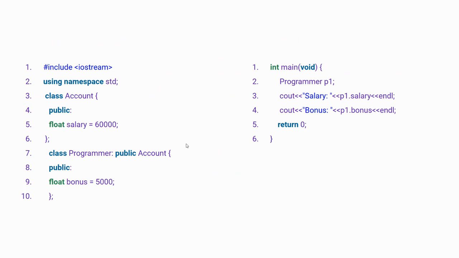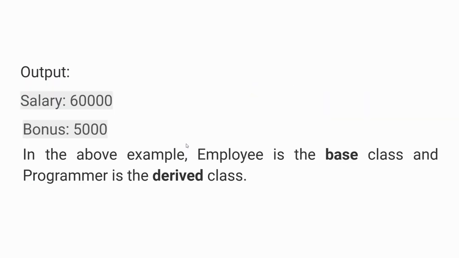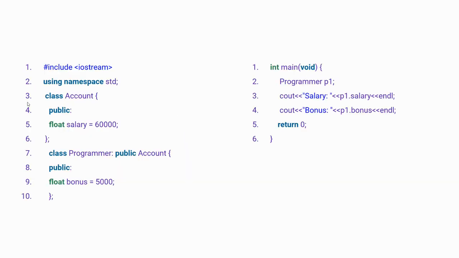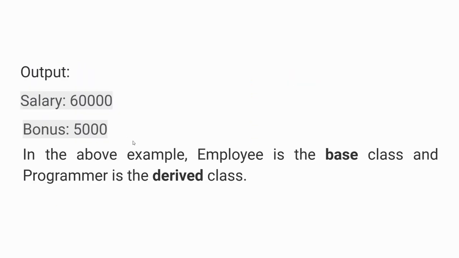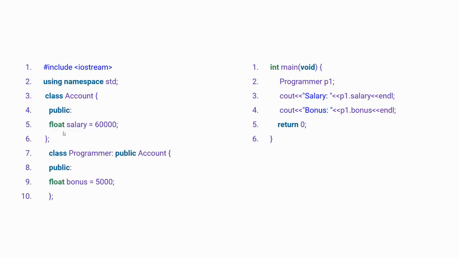In the main function, we have created an object of class programmer, that is P1. From the object of class programmer, we are going to access the member of another class, that is salary, and the member of the same class, that is bonus. We get the output salary 60,000, bonus 5,000. In the above example, the account is the base class and the programmer is the derived class, because the programmer is using the member of account, that is the parent class.